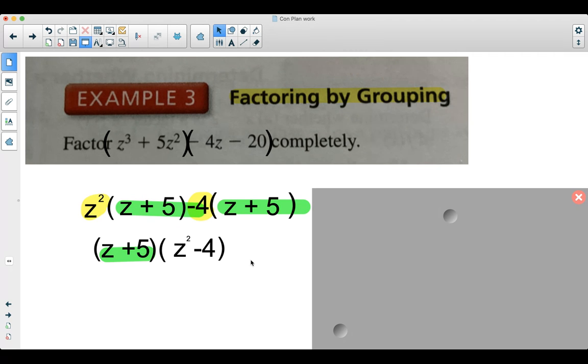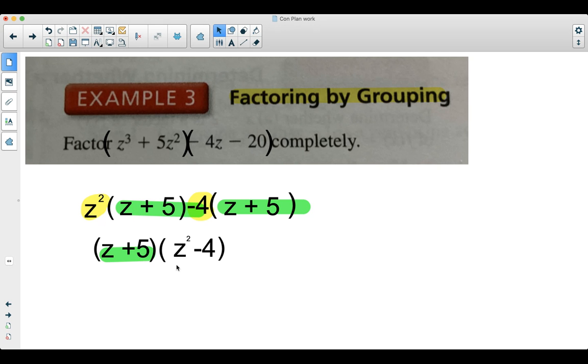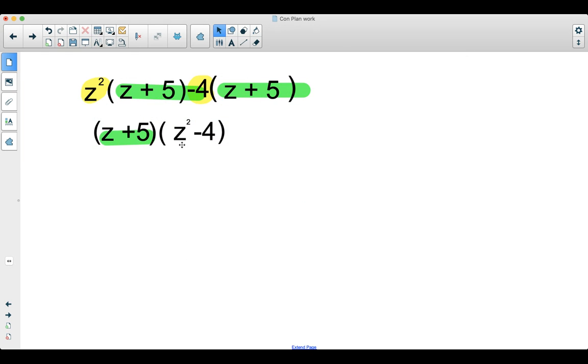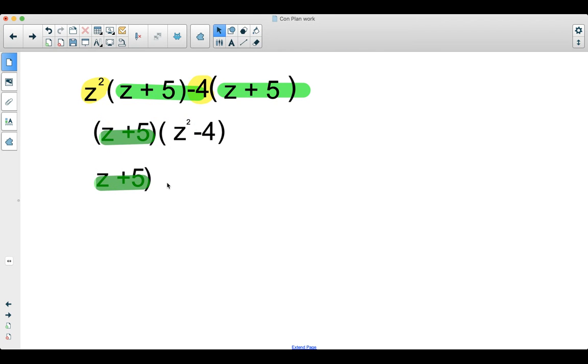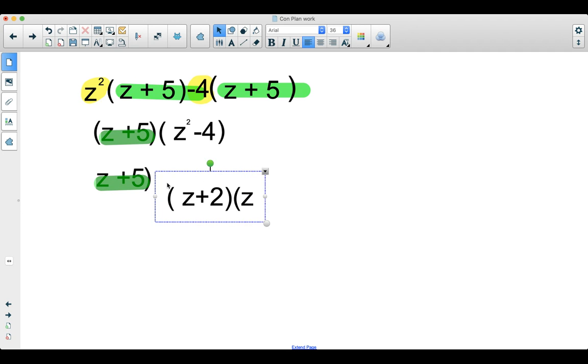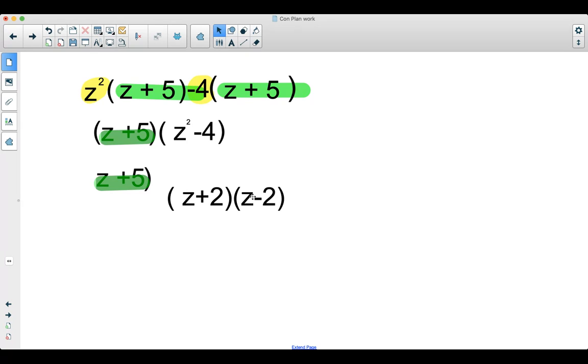Okay? So now you just got to ask yourself, can you factor this anymore? Well, yes, z squared minus 4 can be simplified, that's a difference of two squares, right? So we can have z minus 2, z plus 2. So this would drop down. I'd have z plus 5 as one of my answers. The other answer will be z plus 2 and z minus 2. That would be my other answer.